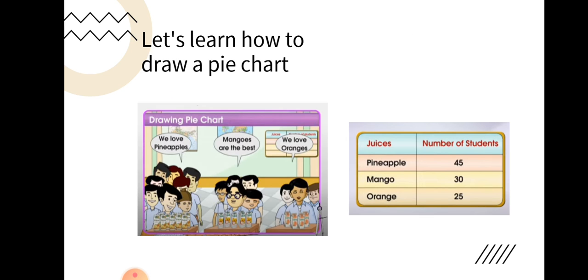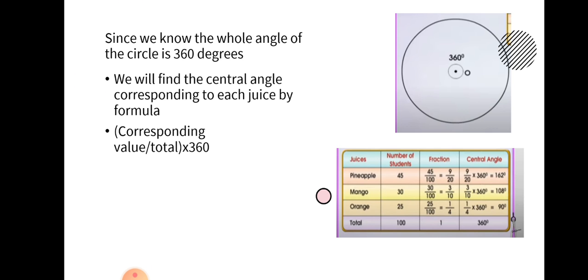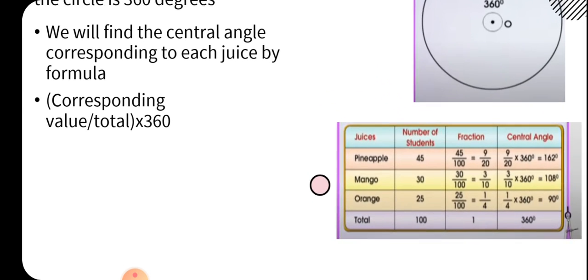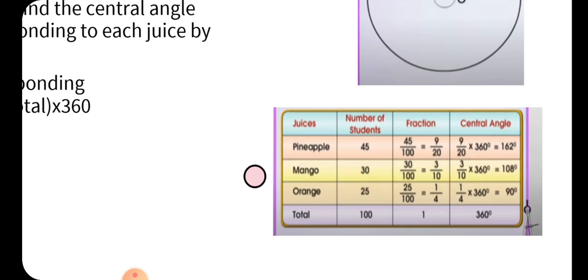Let us learn how to draw a pie chart. First of all, in this example, a survey is done in which students are asked about their favorite fruit. Pineapple is liked by 45 students, mango is liked by 30 students, orange is liked by 25 students. Then this is represented in the form of a circle, a pie chart, by finding out the central angle of it. First of all, the central angle is calculated.